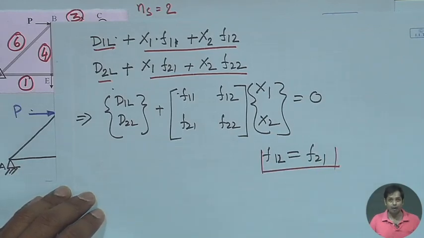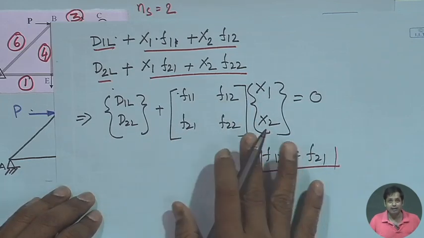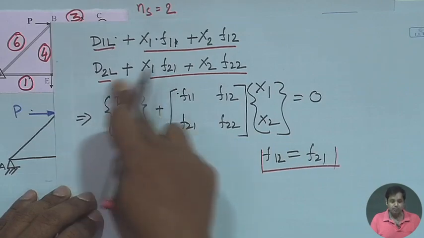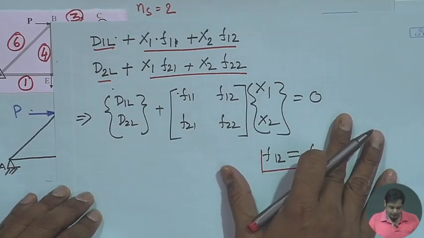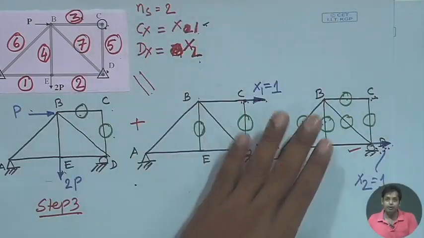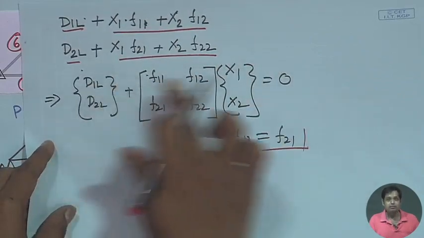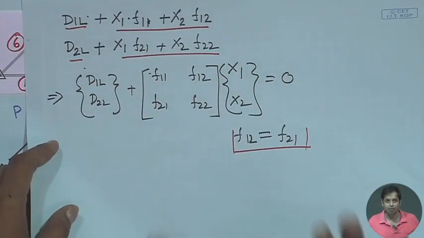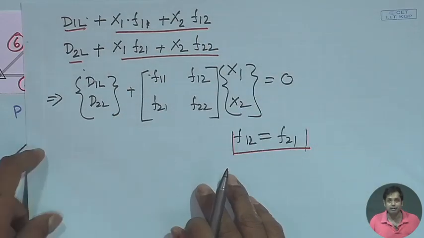This is important. These F11, F12, F21, F22 are flexibility coefficients. So, this is displacement, and this is the compatibility condition. The displacement due to this part, which is this, plus the displacement due to this part, which is this, the total displacement should be equal to 0. That is the compatibility condition, written in a flexibility format.